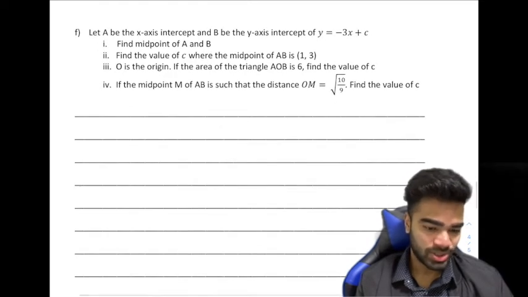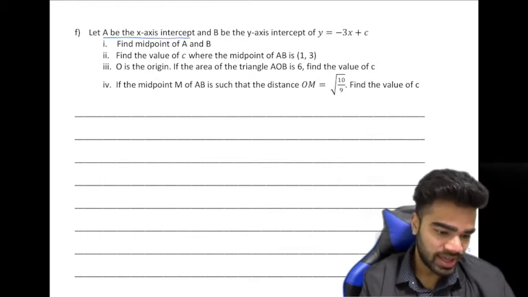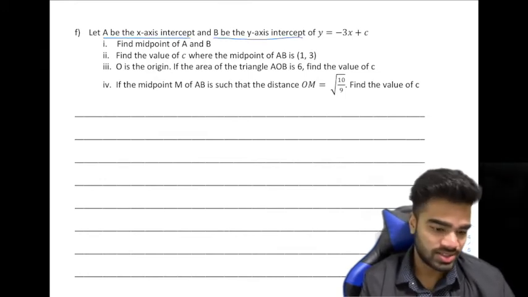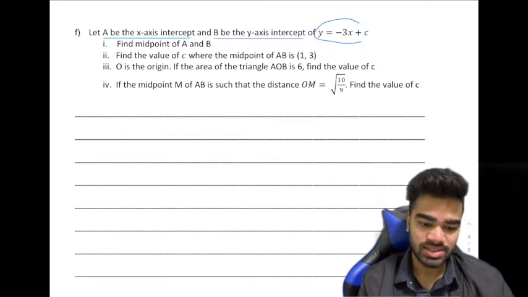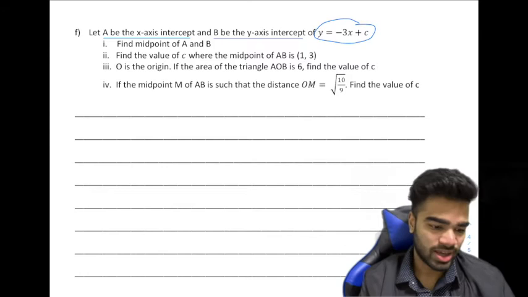Alright, let's have a look at this question. It's a little bit more tricky, a bit different to what we did thus far. It's saying A is the x-axis intercept, and B is the y-axis intercept of the same graph we've been working with so far in this question. So let's find A and B first, before we do anything.